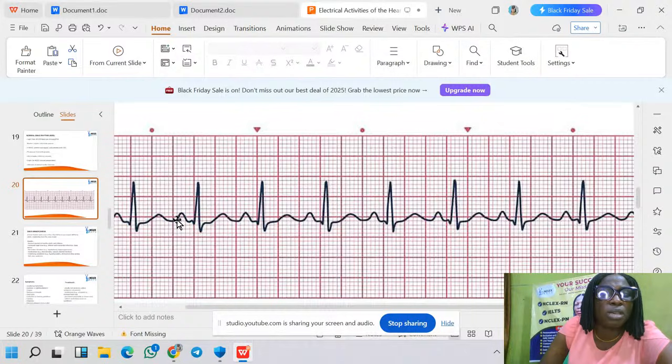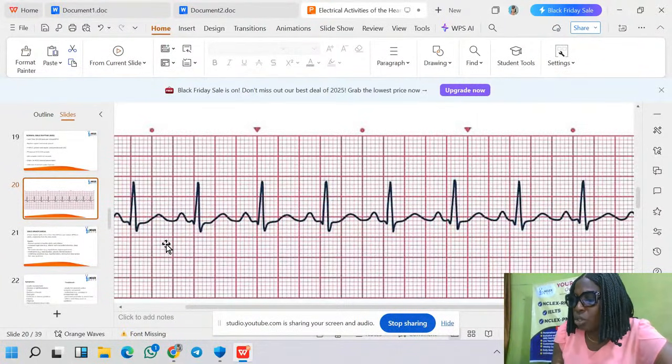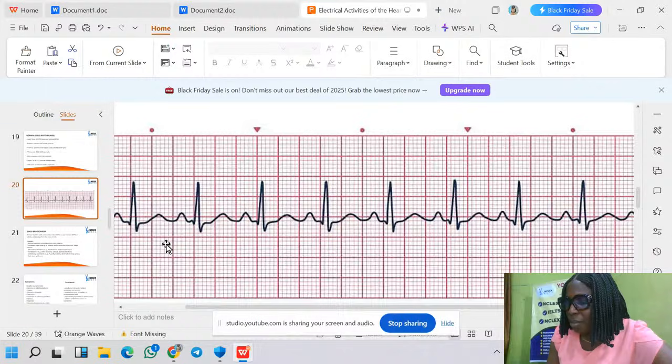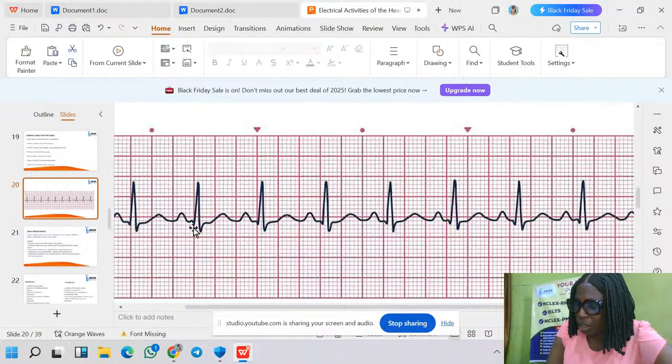From the beginning of P to the beginning of R, you should see 3 boxes. How many do you see at your end? Do you see 3 boxes? Please, if you can hear me, kindly reply in the chat box. Do you see 3 boxes from the beginning of P to the beginning of R at your end? Do you see that?